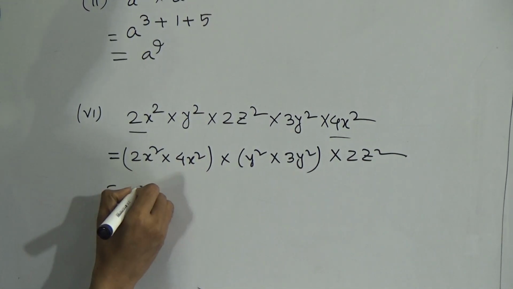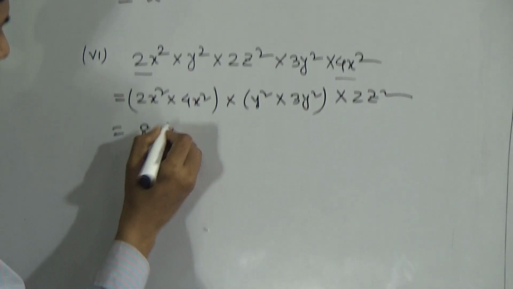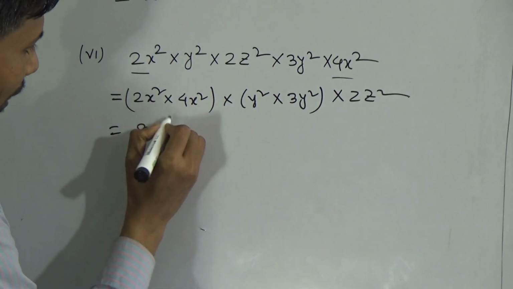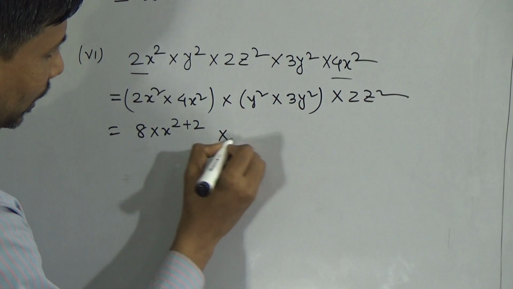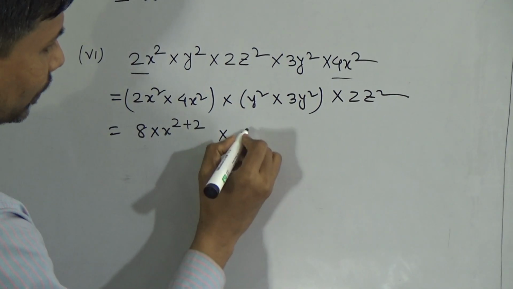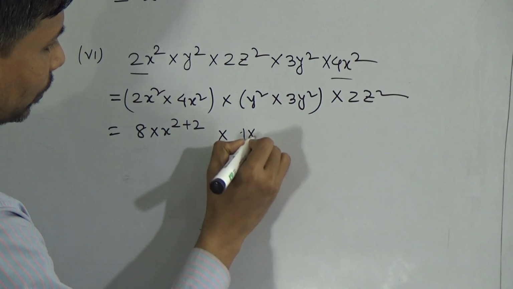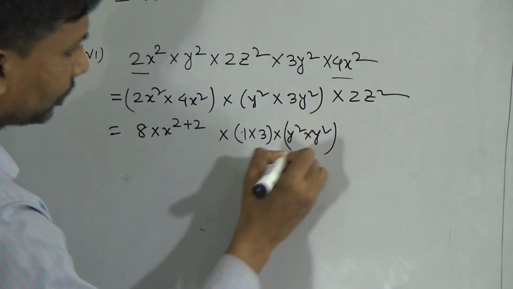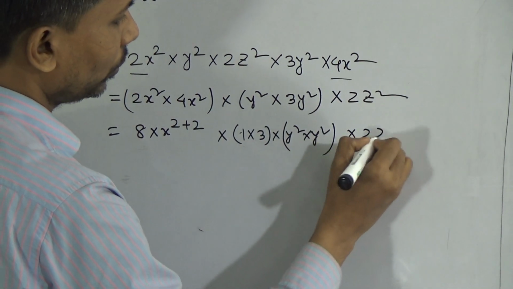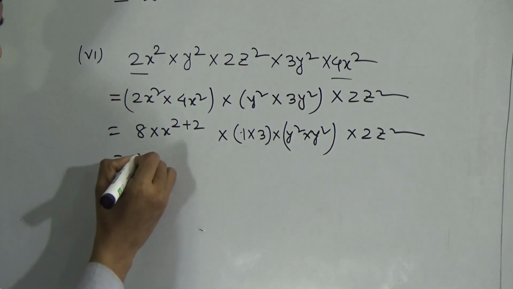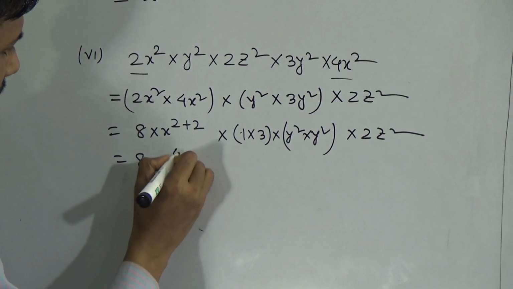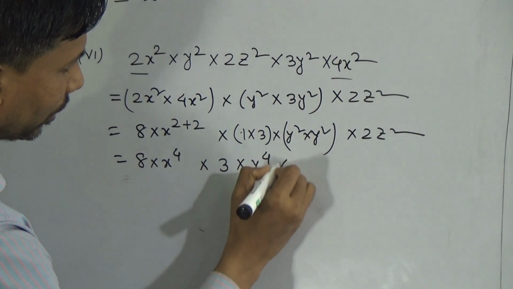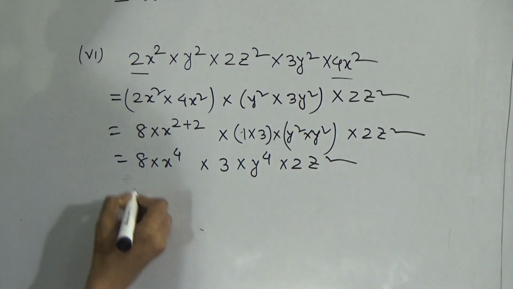Look, 4 twos are 8, into x power, the base is x, so the power will be addition. That means 2 plus 2. Into y, 1 into 3, that means 1 into 3 into y square into y square into 2z square. This is equal to 8 into x power 4 into 3 into y power 4 into 2z square.